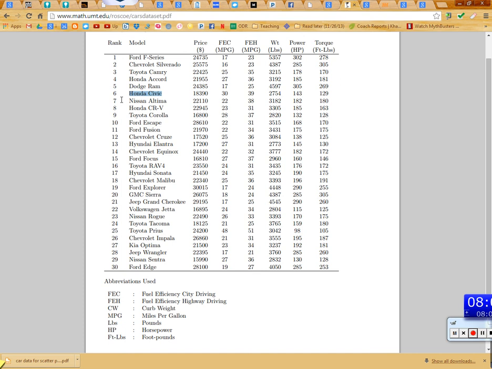But it's number 6. I found that surprising. I think there's more trucks here. Ford is what I like to see. I know.